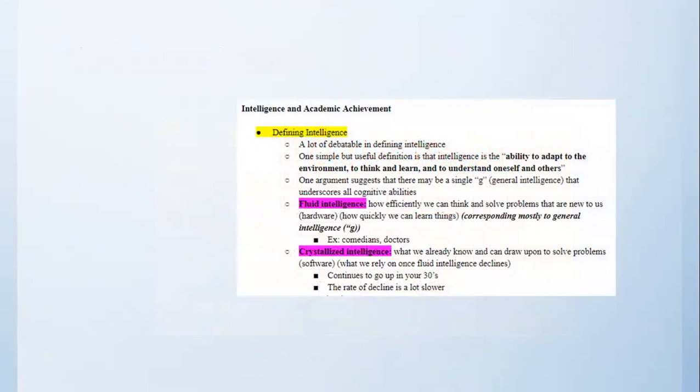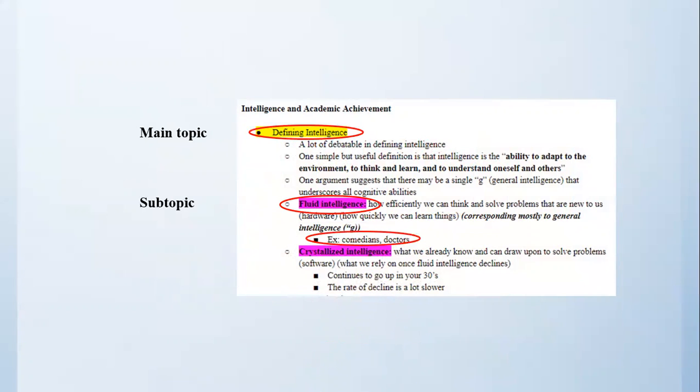Shown on this slide is an example of the outline method put to proper use. Highlighted in yellow is the main topic to be discussed, defining intelligence. Underneath the main topic is where you should be writing further information on the main topic. In pink is the subtopic, fluid intelligence. And indented below our subtopic, we have a supporting fact, examples of fluid intelligence.